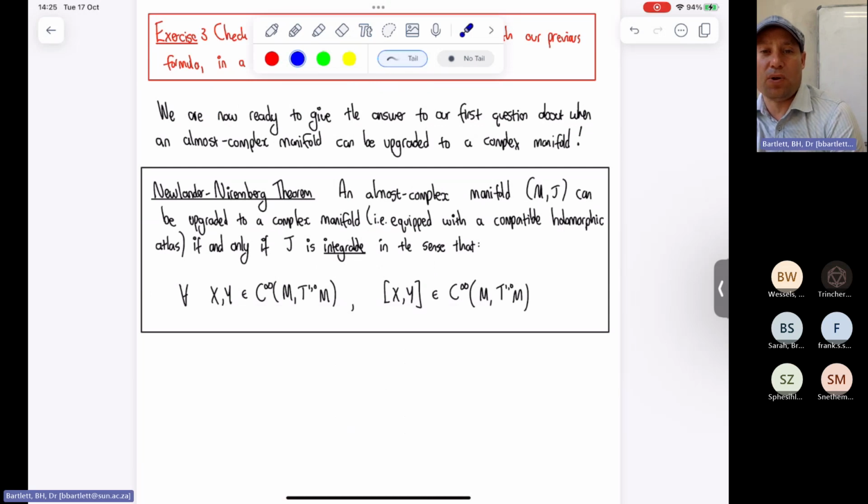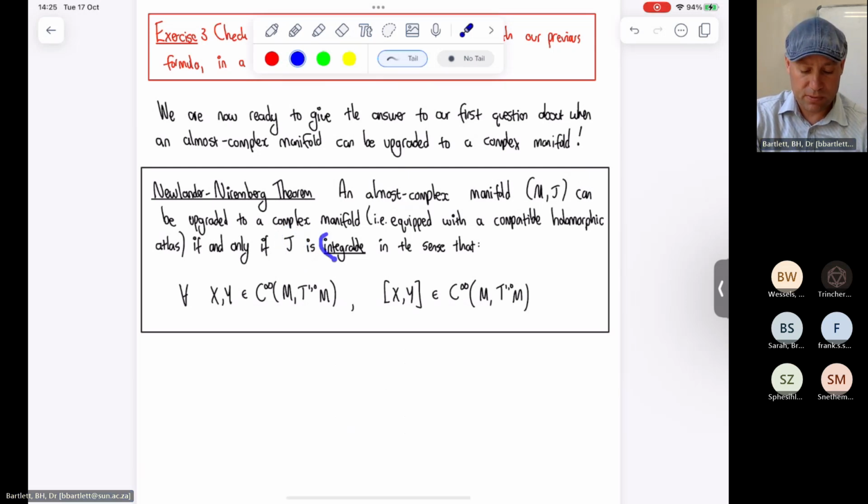And it says that an almost complex manifold can be upgraded to a complex manifold, in other words, it can be equipped with a compatible holomorphic atlas, if and only if this almost complex structure J is integrable. What does integrable mean? For our purposes, it simply means this.